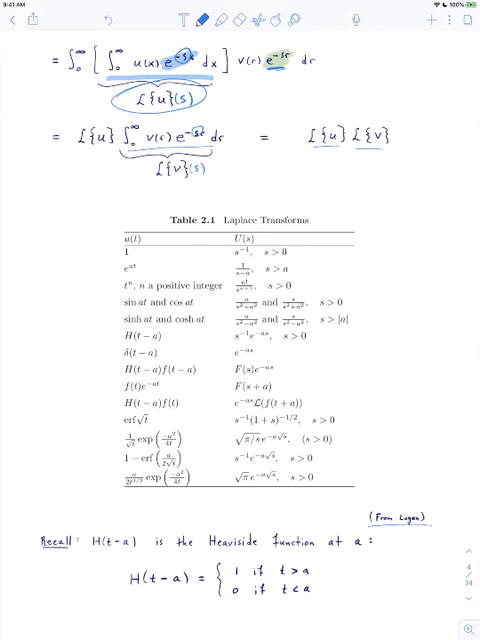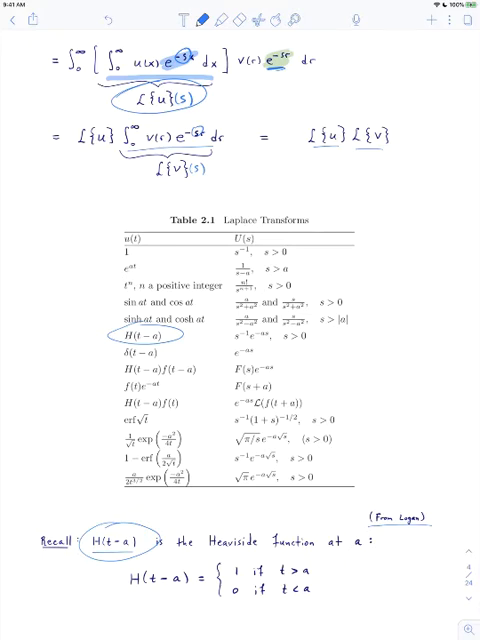One thing that I want to remind everyone of is this h at t minus a, that's the Heaviside function at a. So h at t minus a is a piecewise defined function. It's 1 if t is greater than a, and 0 if t is less than a. So really the h function is 1 if the argument is positive, and it's 0 if the argument is negative. So this is the Heaviside function shifted to a, so that if t is bigger than a, then the argument is positive, so you get a 1.